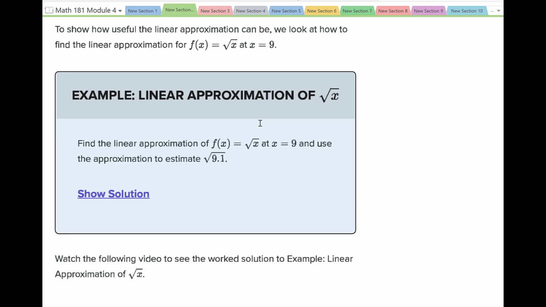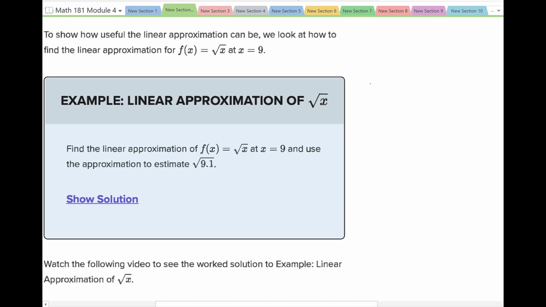So first of all, we can say f of x equals the square root of x, as they said, but I'm going to call it x to the 1/2. Why? Because then we need to take the derivative of that. f prime of x is going to be 1/2 x to the negative 1/2, which is 1 over 2 times the square root of x.